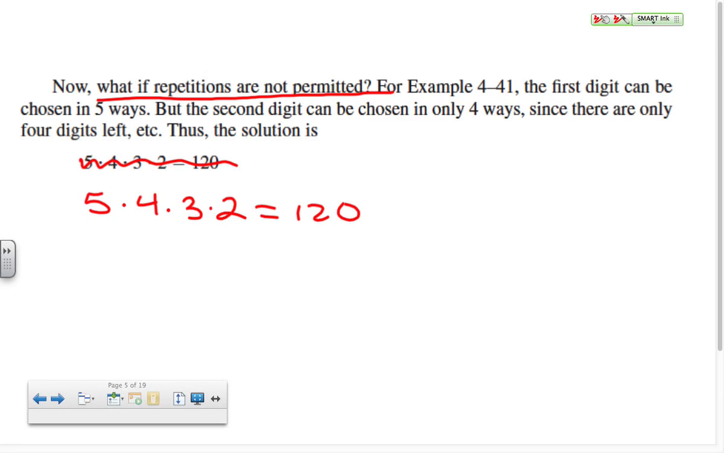Now, there's a question on your assignment today that's another 4-digit type code problem. It says, if I want to choose 4 different letters, and it doesn't specify whether repetitions are allowed or not. But if I want to choose 4 different letters, would I assume that I could repeat them or not?